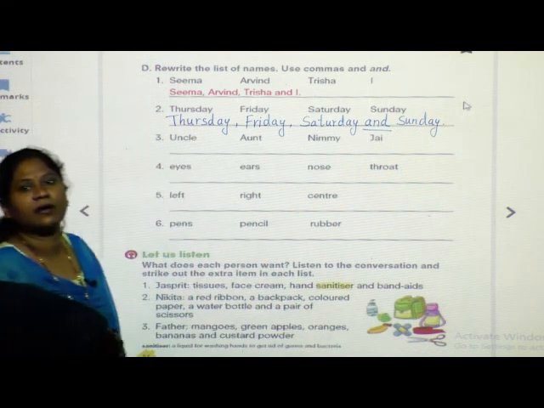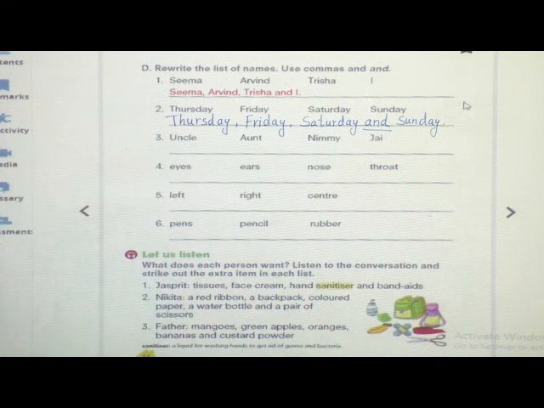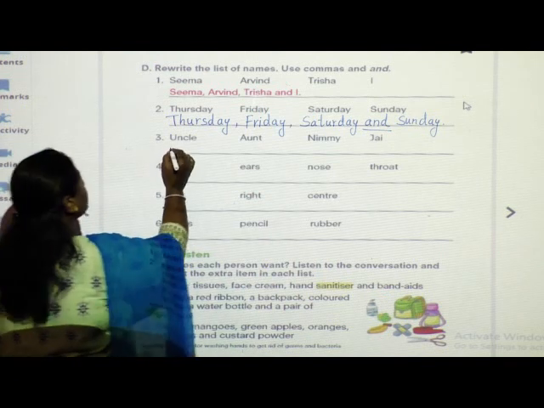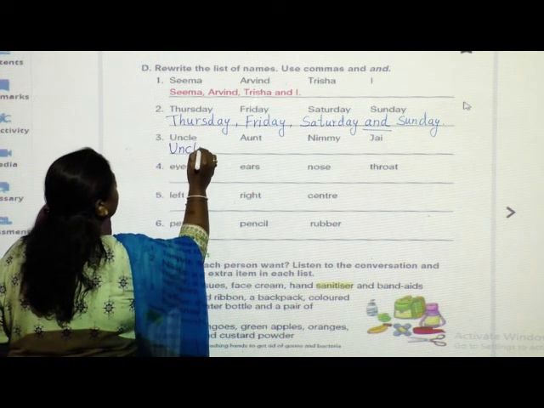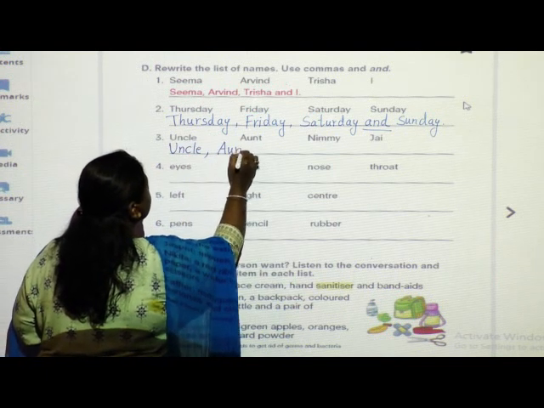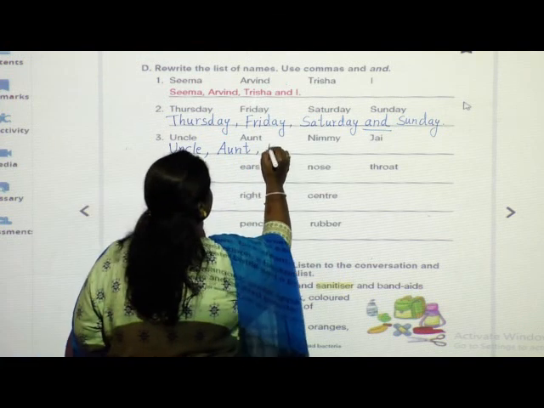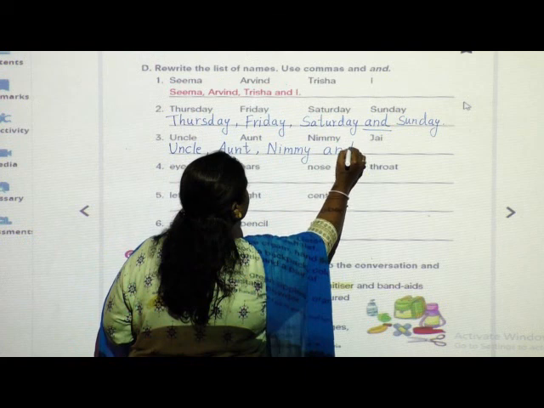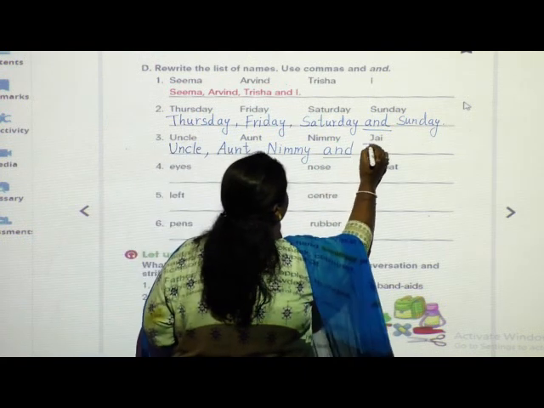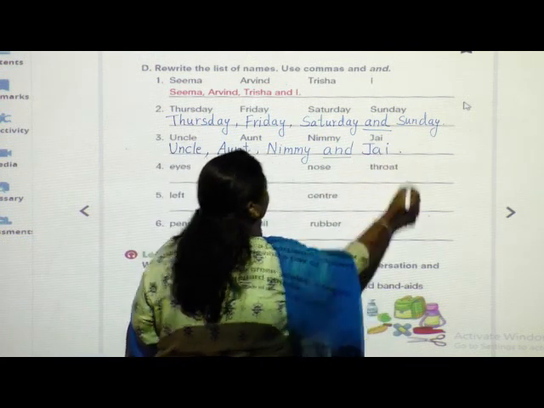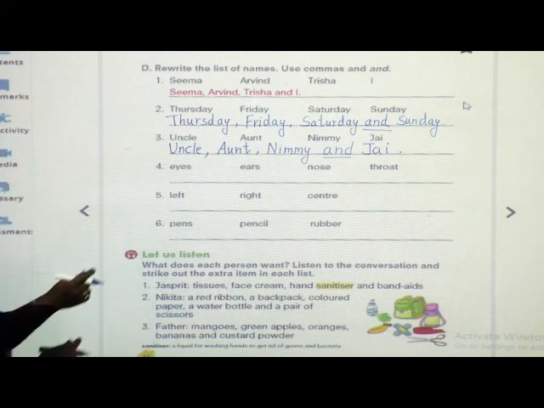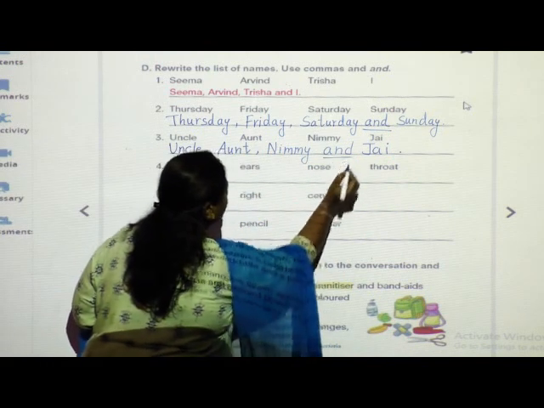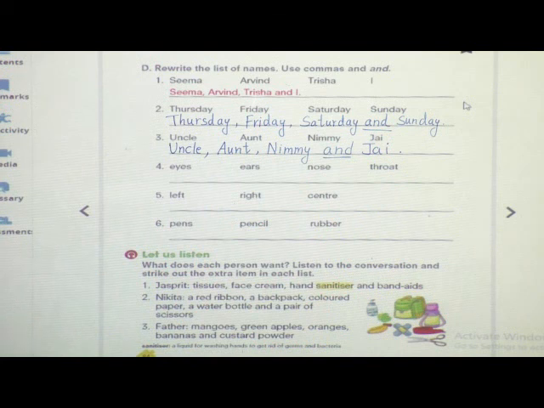Okay, children? And the next one, uncle, aunt, Nimmi, Jay. There are four names here. So the same here, uncle, comma, aunt, comma, Nimmi and Jay. You have to give a full stop here. Here we are using the conjunction and.